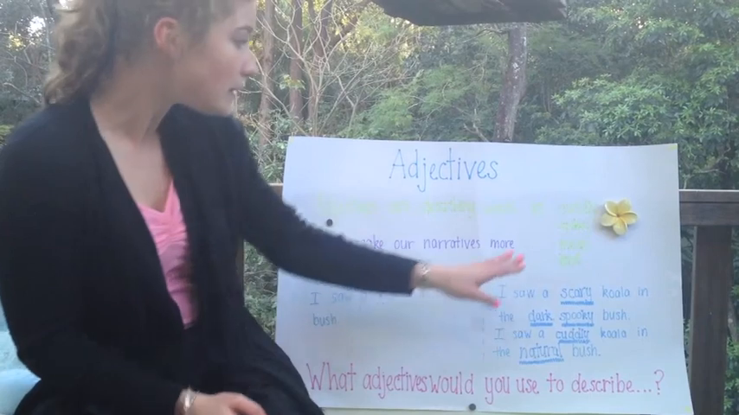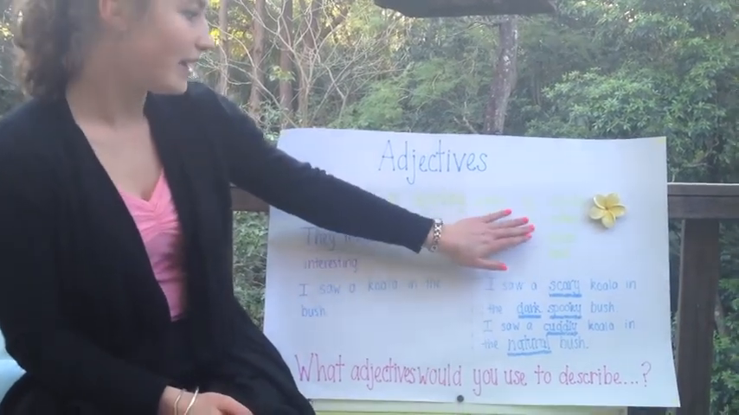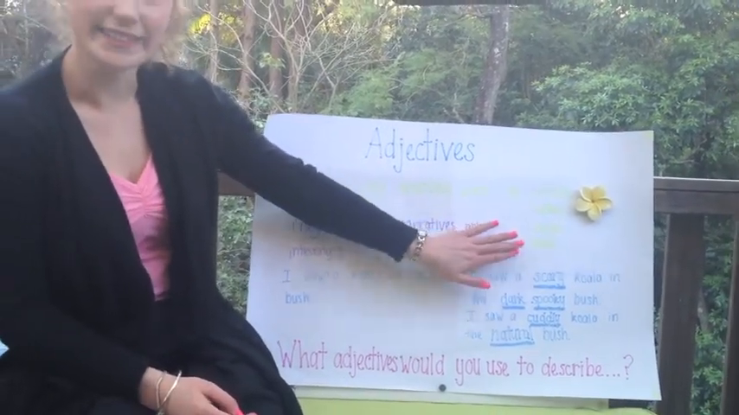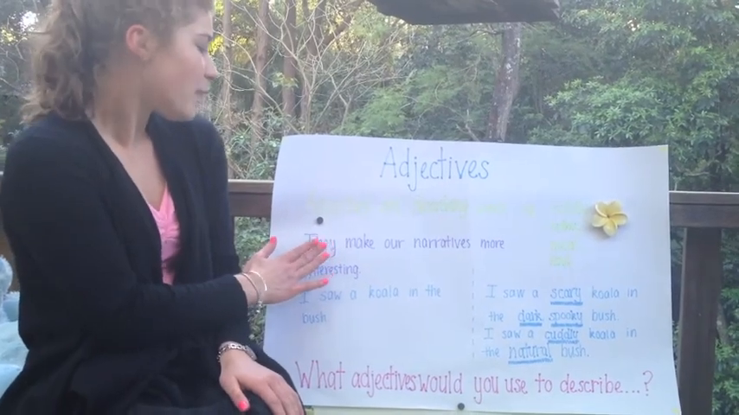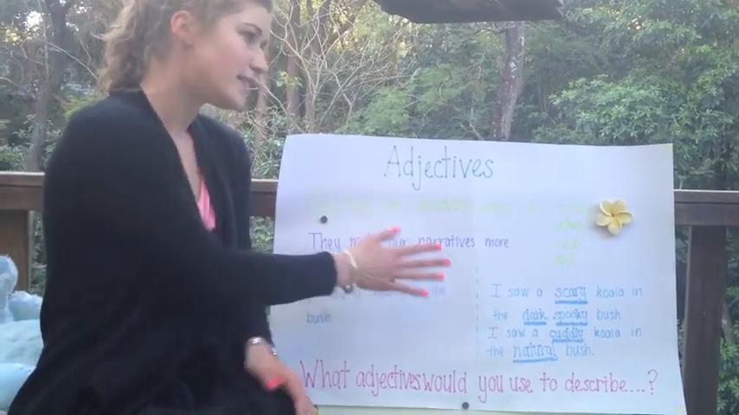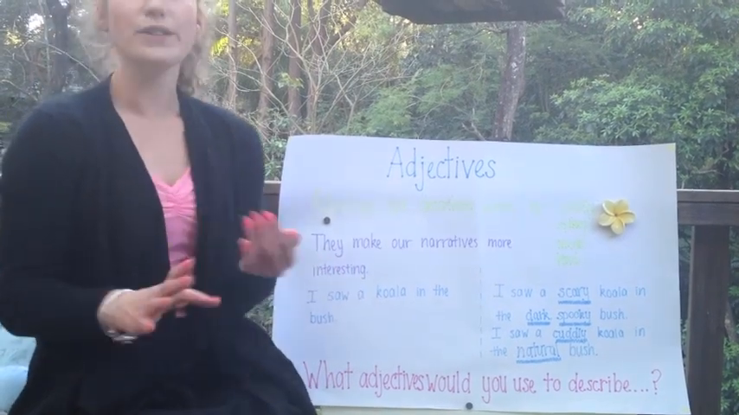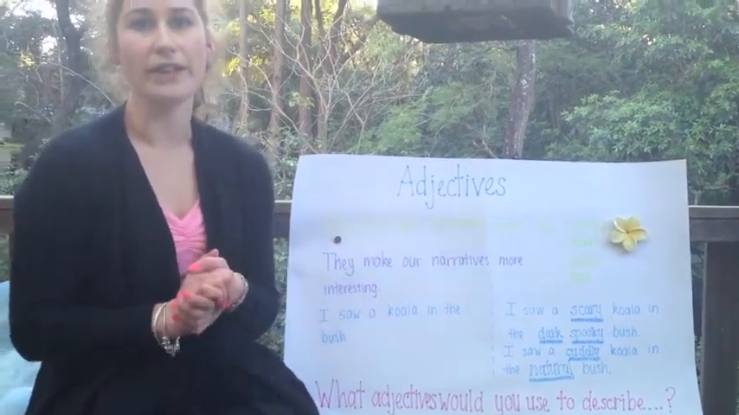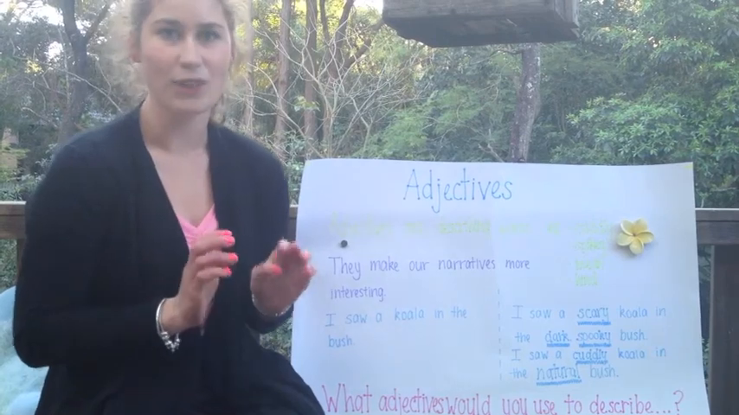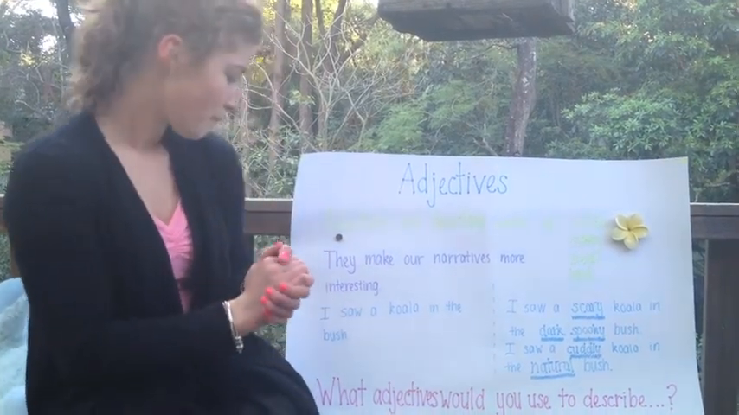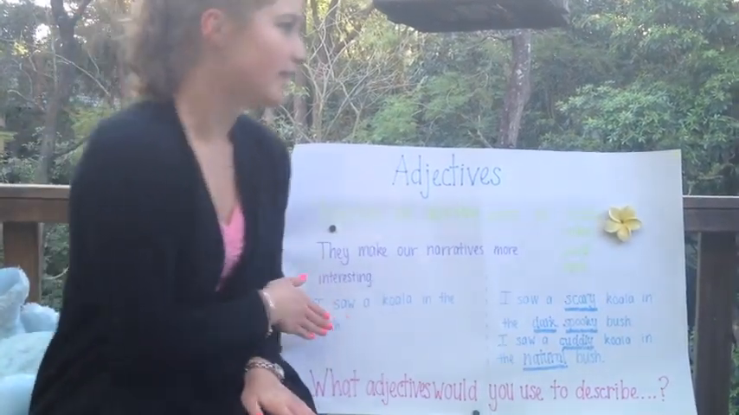Adjectives are describing words. For example, cuddly, spiky, mean and kind. They make our narratives and our sentences more interesting. They also paint a picture for our audience so that they have a clear understanding of what we're talking about.